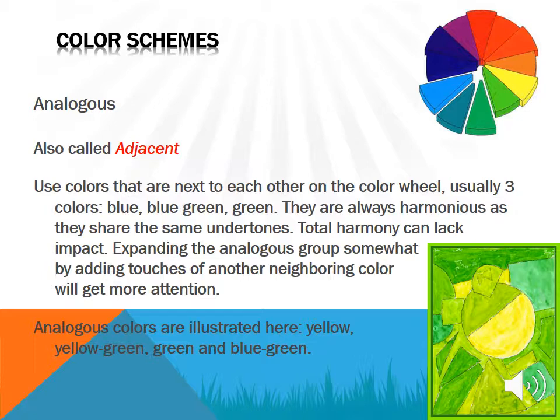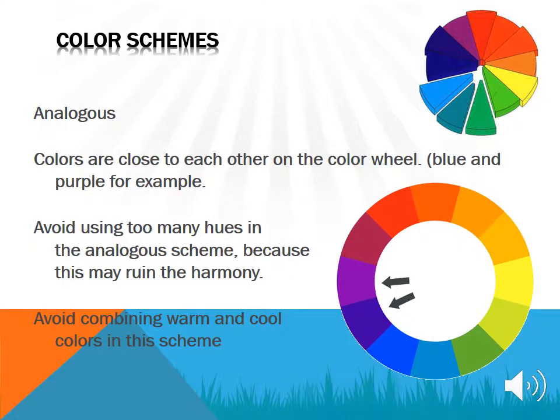Analogous colors are illustrated here: yellow, yellow-green, green, and blue-green. Analogous colors are close to each other on the color wheel. For example, blue and purple. Avoid using too many hues in the analogous color scheme because this may ruin the harmony. And also avoid combining warm and cool colors in this scheme.